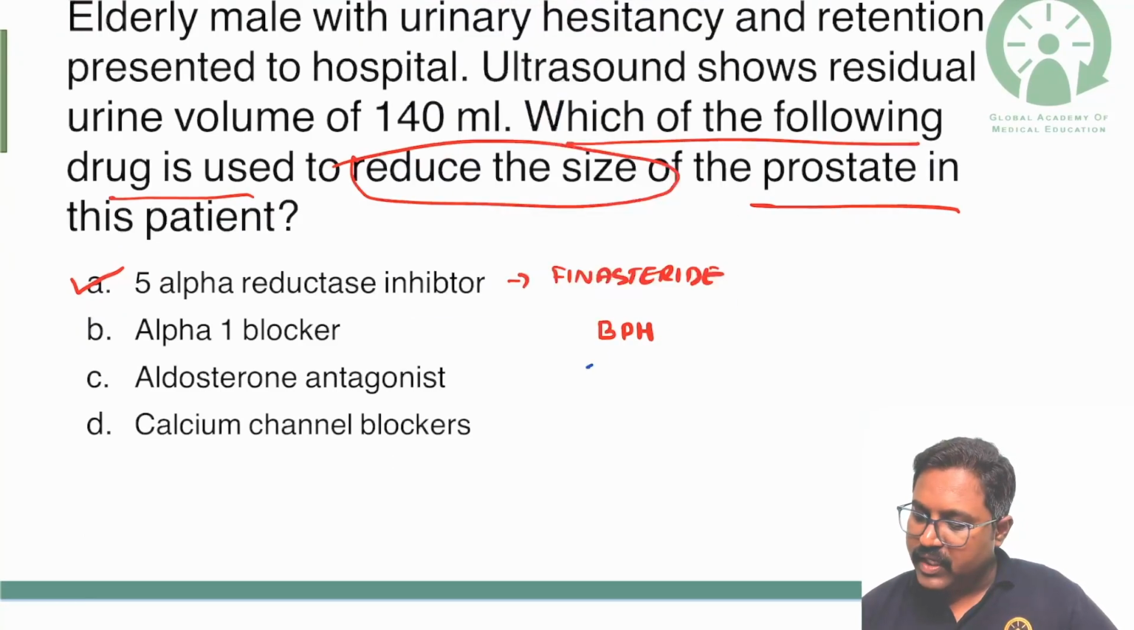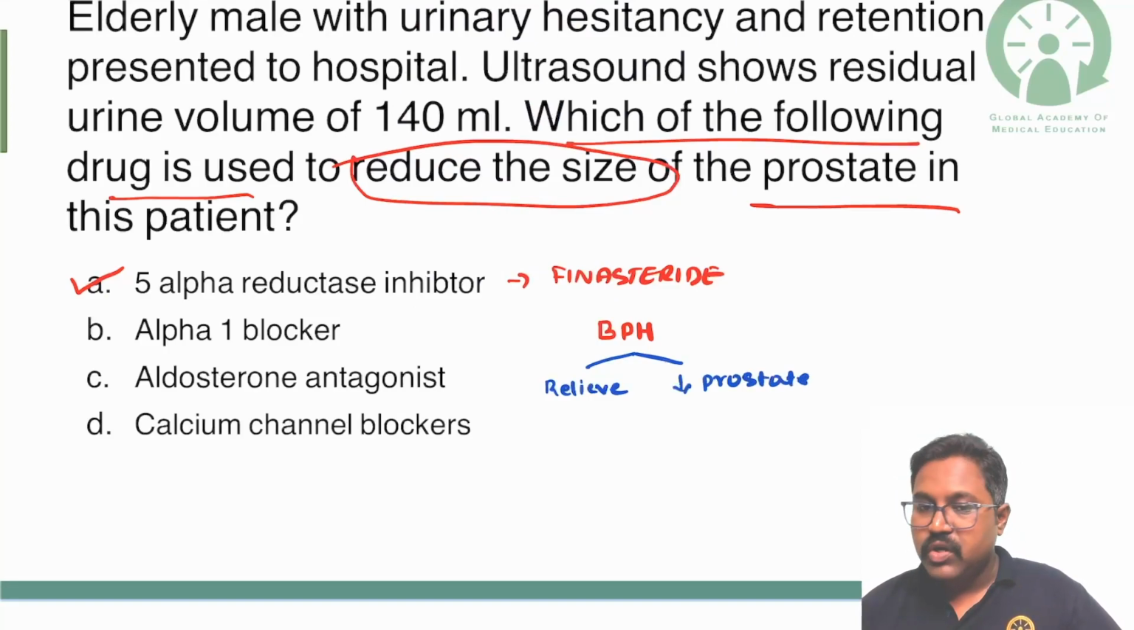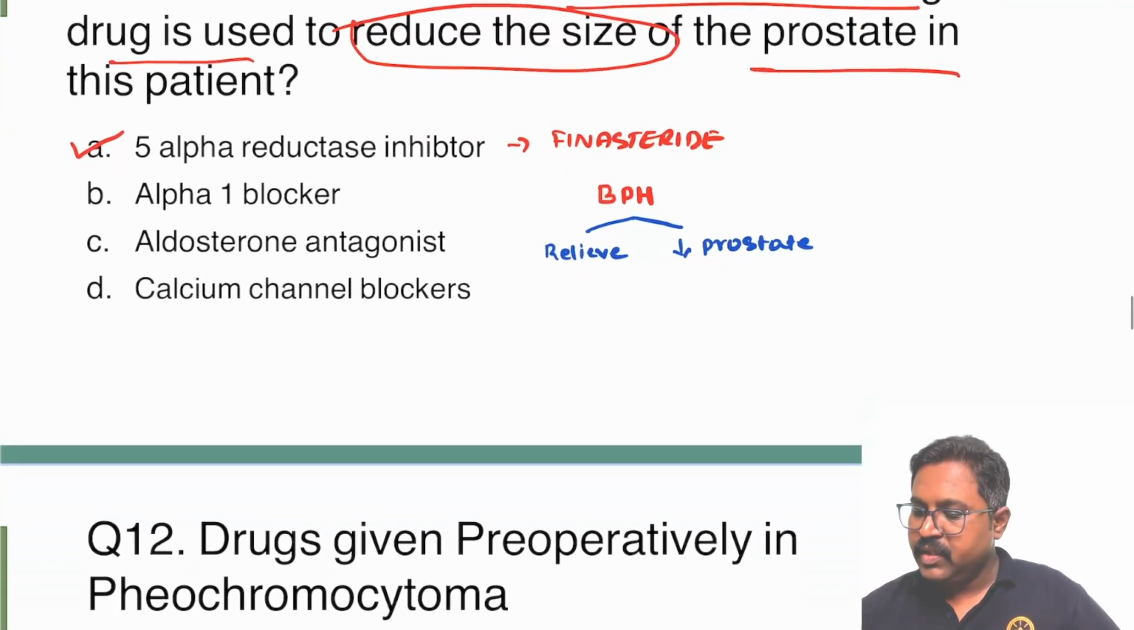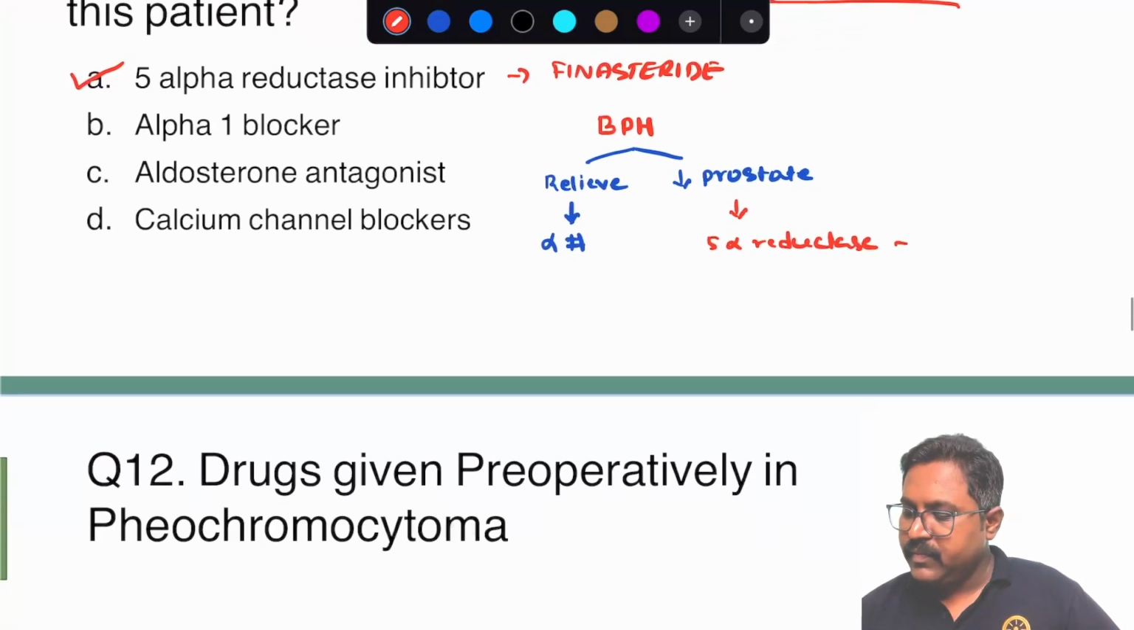you have two modalities of treatment. One is to relieve the pain, one is to decrease the prostate. If you want to relieve the pain, you give alpha blockers. If you want to reduce the prostate size, you give 5-alpha reductase inhibitors.